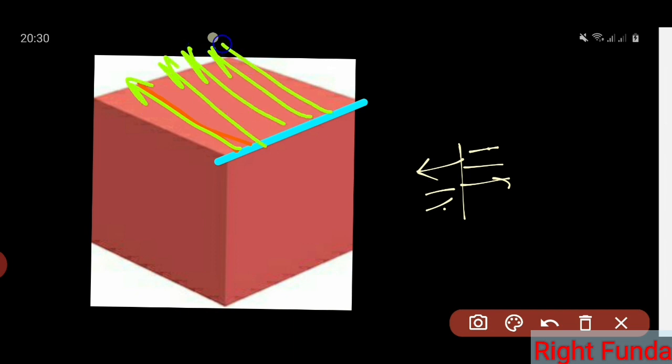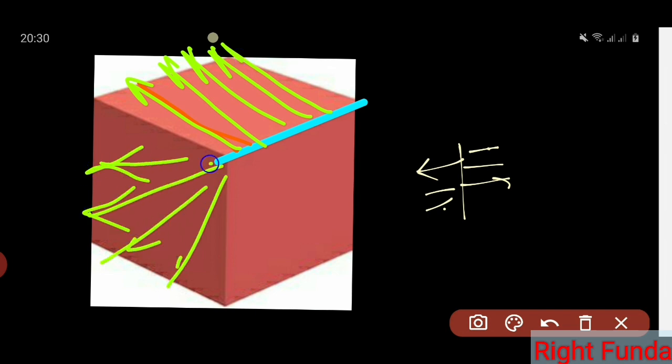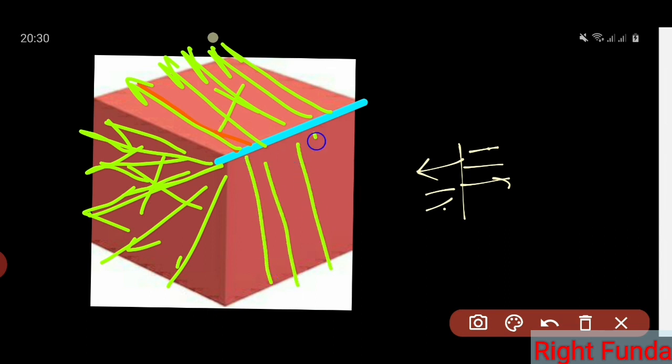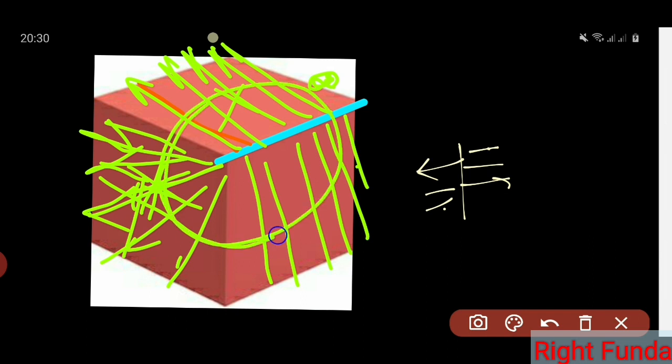Will there be any flux through this top surface? No. Similarly, on this face also, the lines will be going like this, as from the wire the lines of force emanate, and there will not be flux here either. They are grazing over this. Similarly, here also they are grazing over this. Similarly, there is a face behind this surface, opposite to this face. There also, it will be grazing over. So there are four surfaces through which flux will not be passing.